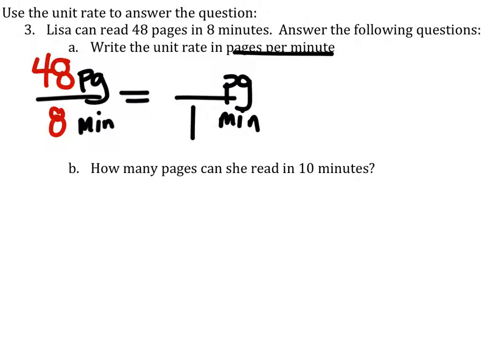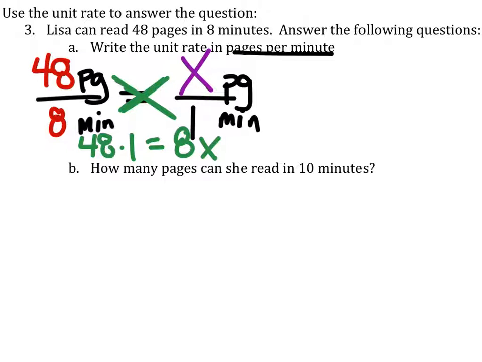We will use cross multiplication on this one, and then on part B, we will use fishy method. All right. So to use cross multiplication, we'll say that we don't know how many pages, so we'll just say x pages. And then we will multiply this cross part, so that's 48 times 1, which would then equal 8 times x, right here. So I'll write it over here. 48 equals 8x. So I multiplied the 48 and the 1.